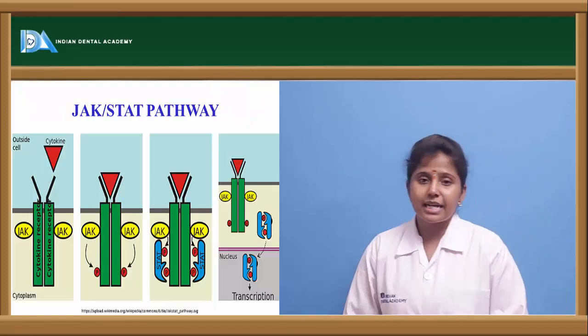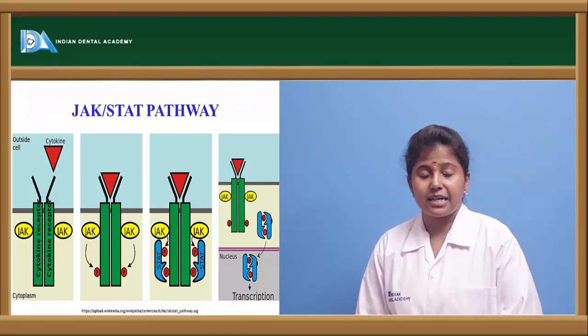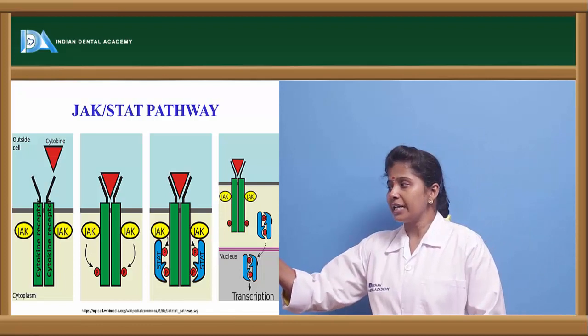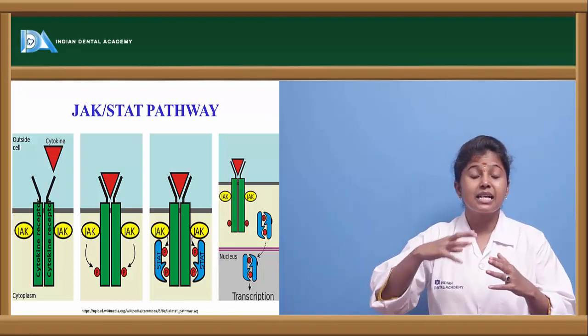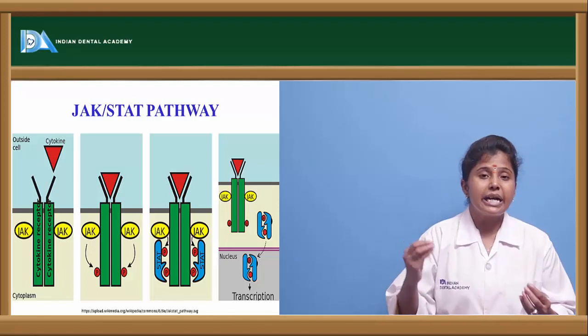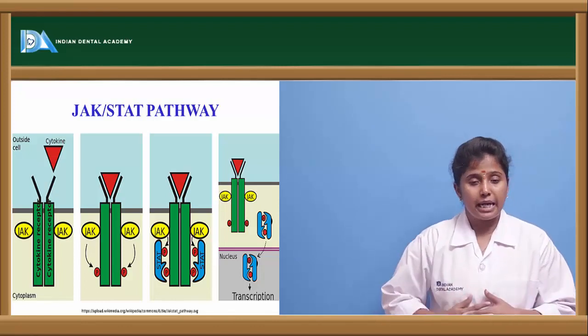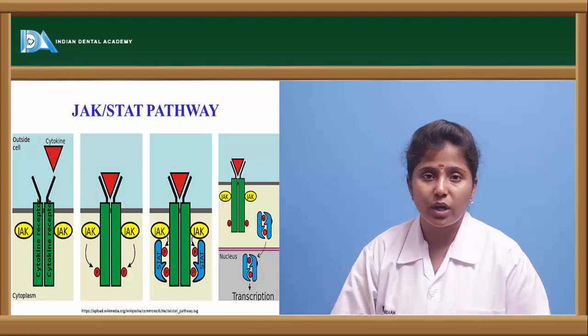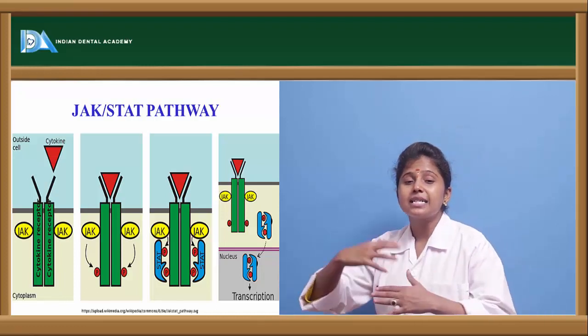The other one is the JAK-STAT pathway. JAK means Janus kinases. The mediators here include cytokines, interferons and interleukins, like chemical substances in the body. So when the cytokine binds to the cytokine receptors, the JAKs are released.